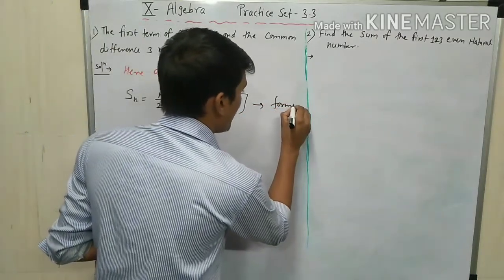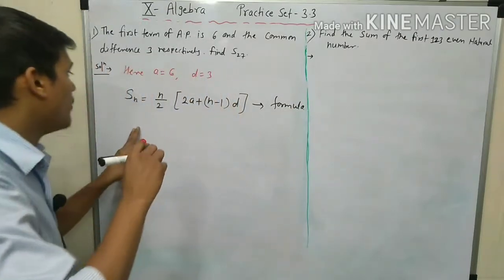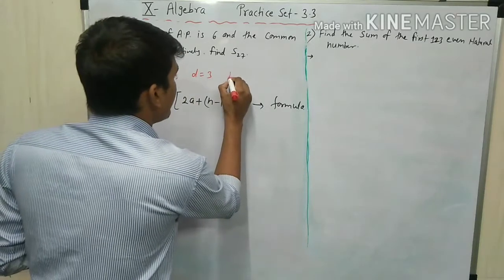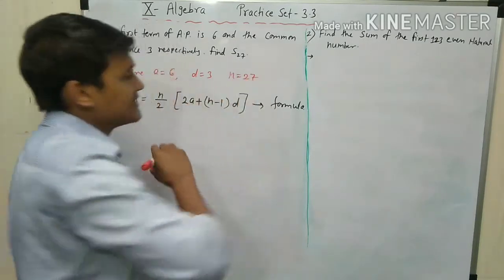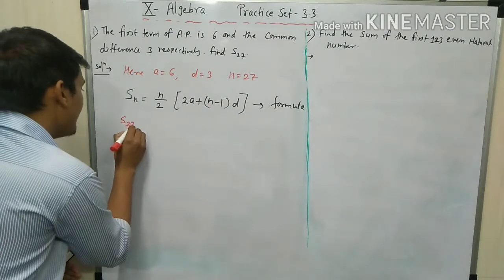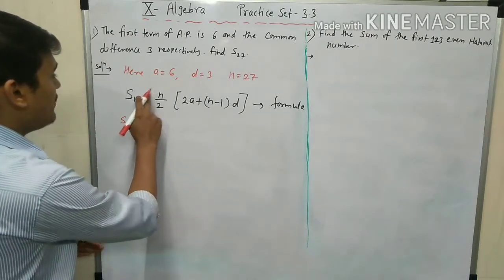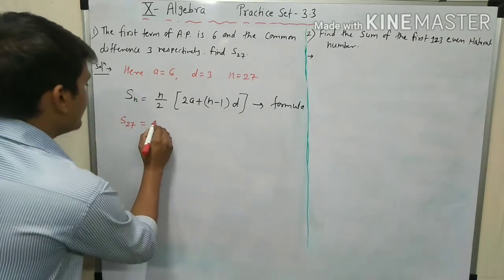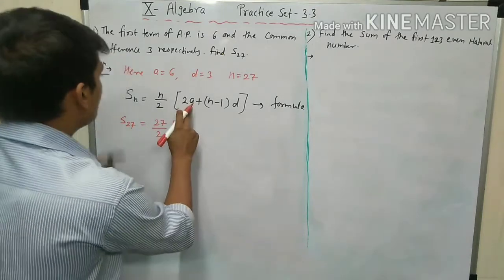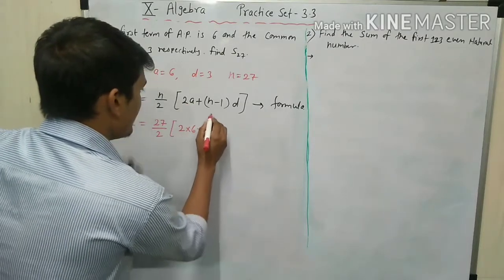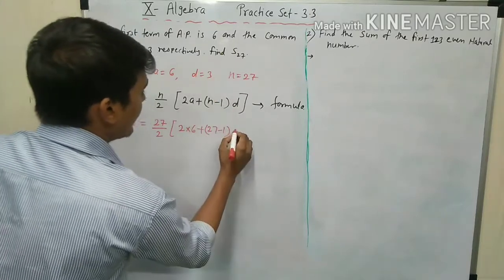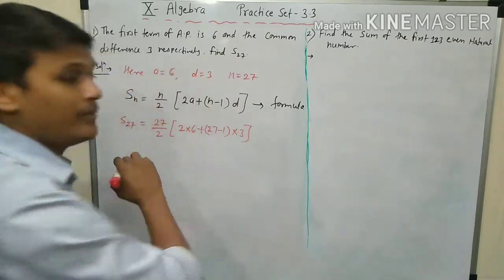We can write here the formula. Understood? Now find out the value of S27, where n is 27. Now we can write S27 is equal to n upon 2. The n value is 27, so we write 27 upon 2. Now bracket, 2 into a value 6, plus n value 27 minus 1, and d value 3, into 3. Now bracket will be closed.